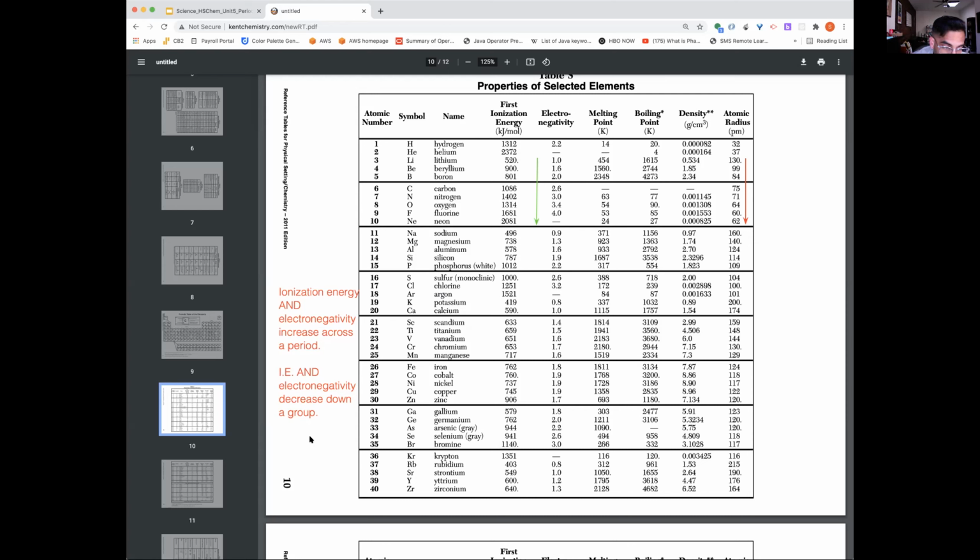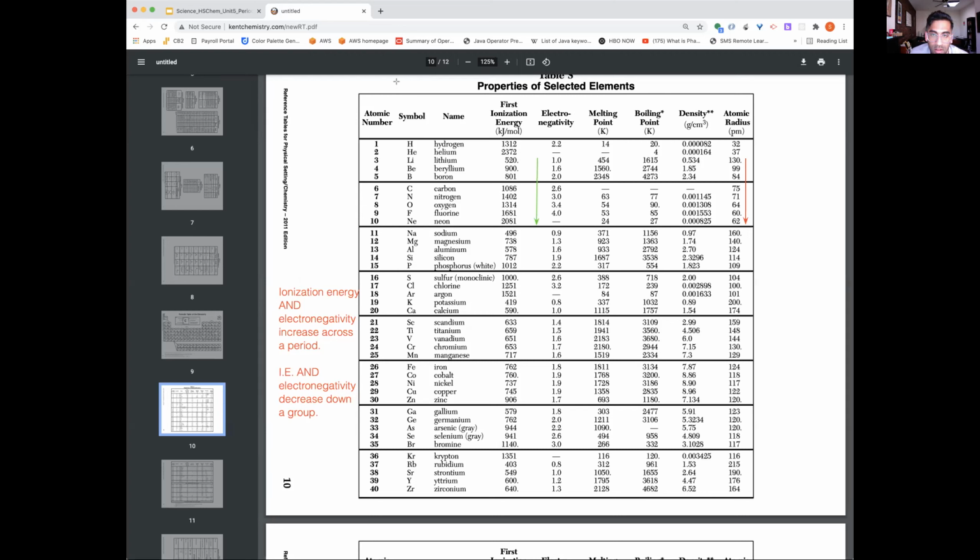The other ones already have many filled shells, and you can think about it that way. You can think the more filled shells that they already have, the less kind of impulse they have to pull in an electron, all right? And so they will be less electronegative, and we can see that trend happening as we go from 11 to 18.